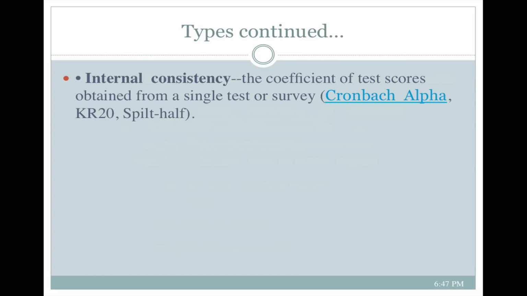So split half is the simplest type, where literally we would split the test in half, and we would take the scores of a child on one half of the test, and we compare it with their scores on the other half of the test. And we would expect them to do roughly the same. If they didn't, then it would mean that the items within our test were not particularly similar.